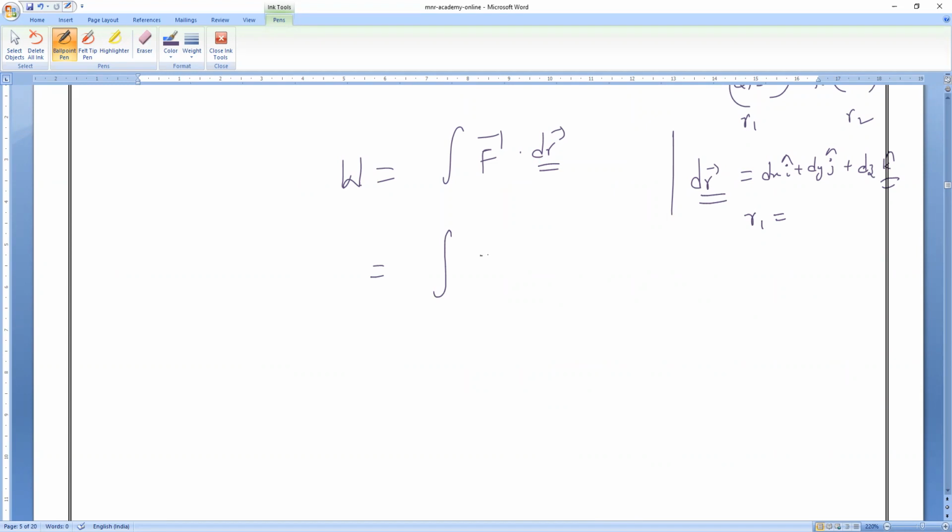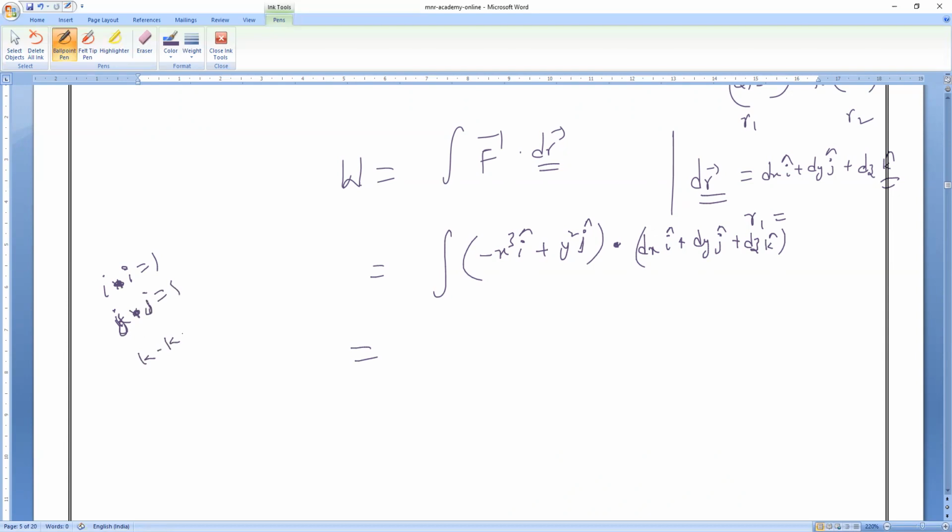Now how much is the F value, guys? Minus x cube i cap plus y square j cap, dot, what is the dr value? Check it, everybody. dx i cap plus dy j cap plus dz k cap. Then again the same: i dot i is equal to 1. k dot j is equal to what? j dot j is equal to also 1. k dot k is equal to also 1. Am I right? Correct? Dot product, everybody.